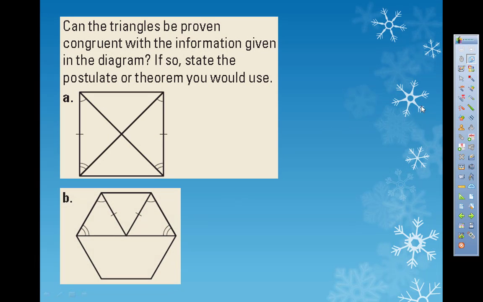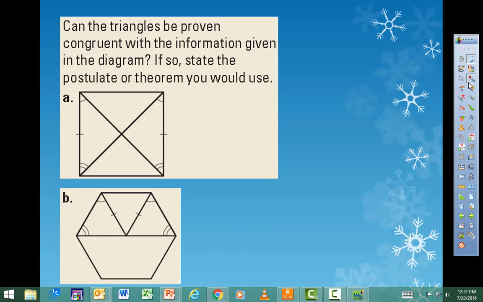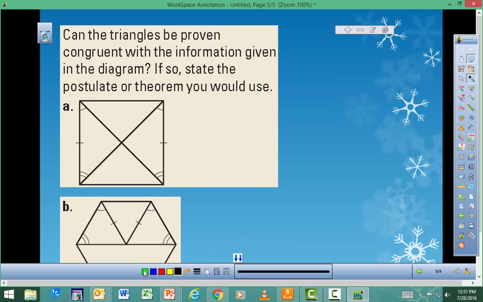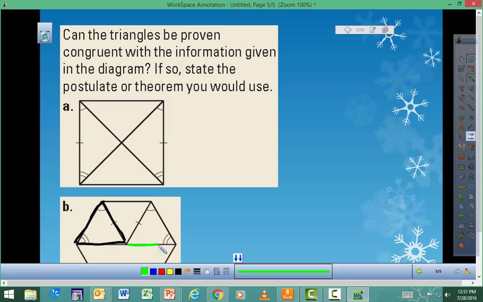How about this one? So on this particular problem, it looks to me the two triangles we're comparing are this one, and this one over here. If we examine the given information, I have an angle here, an angle here, and then a side. And over here on this triangle, I have an angle here, an angle here, and a side.